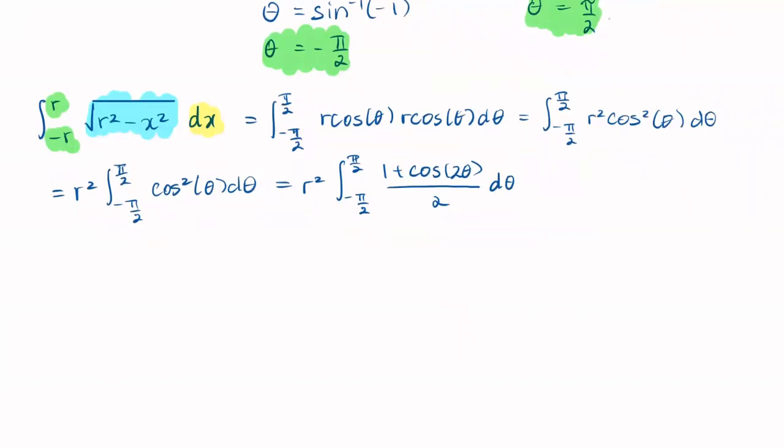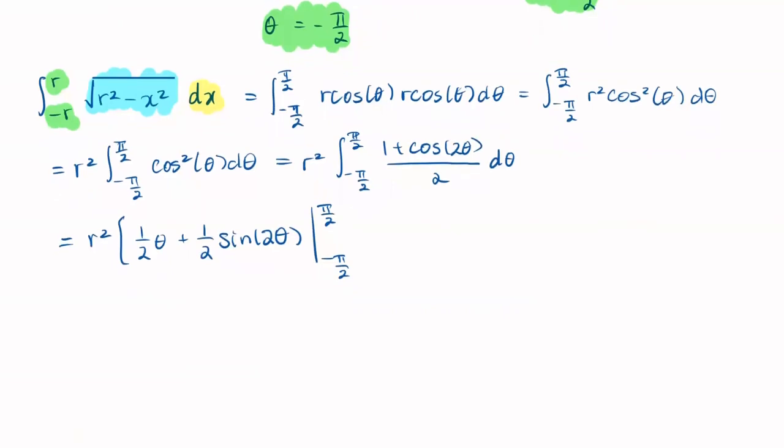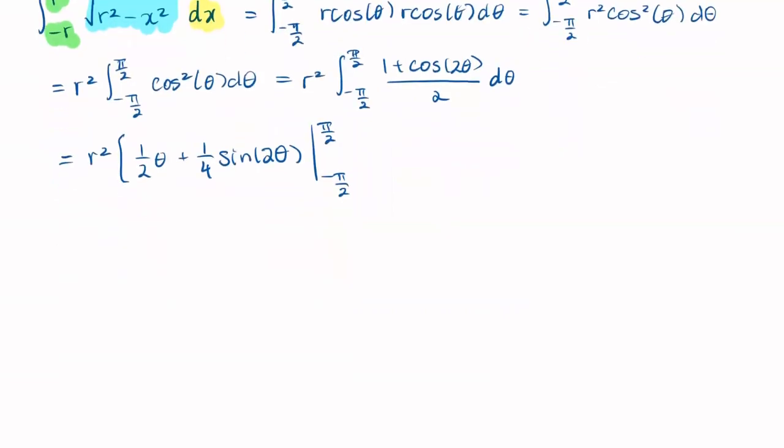And we can just go ahead and evaluate this integral. This would give you r squared multiplied by the integral of half theta plus 1 over 4 sine 2 theta, and this is still evaluated from negative pi over 2 to pi over 2. All right. So now, no, this should be 1 over 4. Yep. So now let's put the values in.